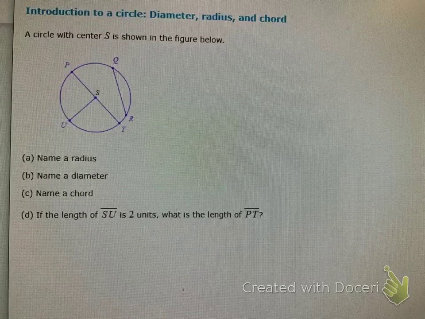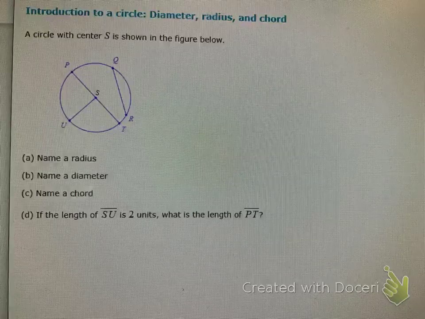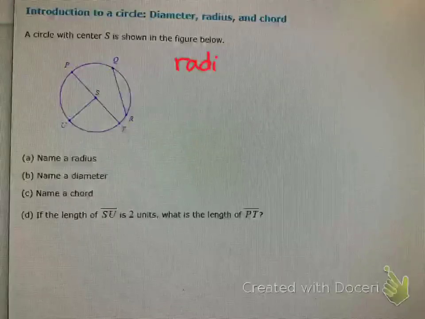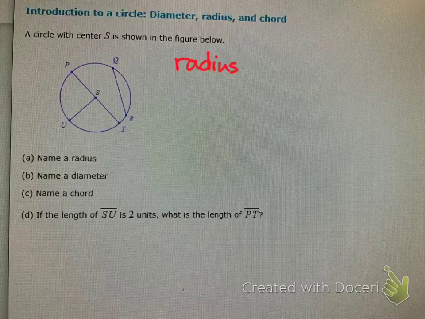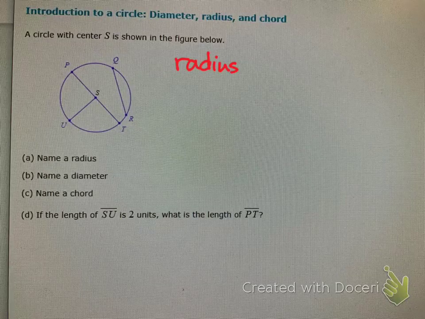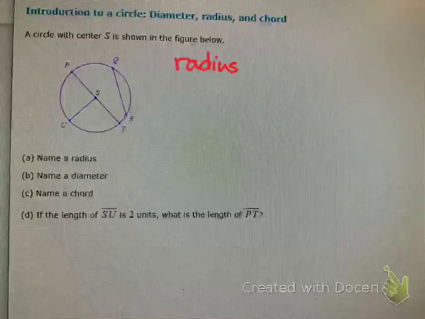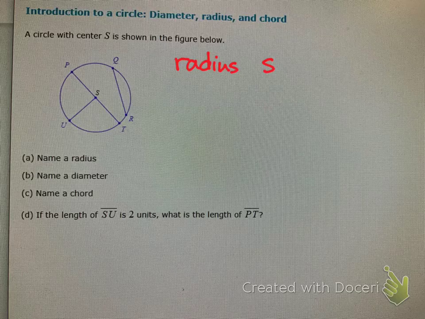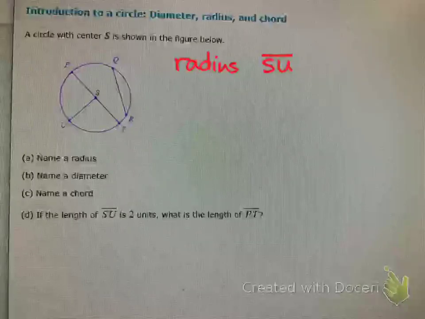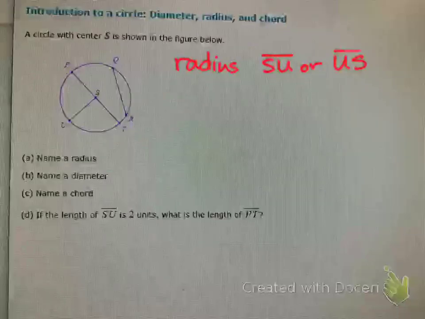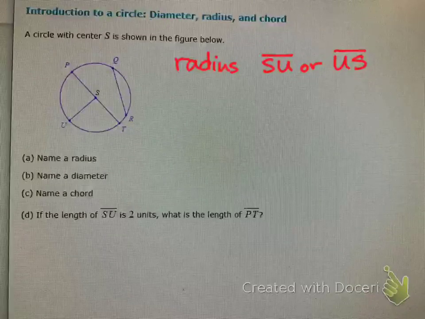First off, let's talk about the radius. Now in class, we talked about a radius goes from the center of a circle to the side. And you guys have the circle song video there that you can look at. So the radius in this case, we would call it SU, and it looks like this. It is a line segment because it has dots at both ends. Or, if you prefer, you could say US and do it that way. Either of these is correct.